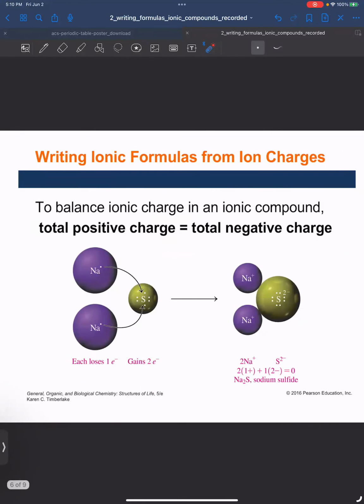You can see the same thing here with sodium and sulfur. Each sodium needs to lose 1 electron. Sulfur wants to gain 2 electrons. So it needs 2 sodium atoms in order to gain 2 electrons, so that the overall charge will be 0. Now, the trick to doing this is, instead of drawing the atoms themselves and the Lewis symbols, I always teach students what's called the crisscross rule.